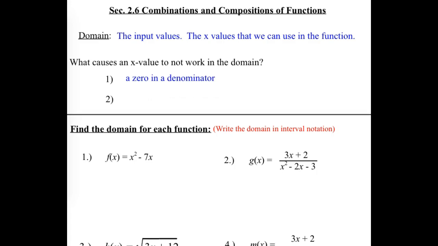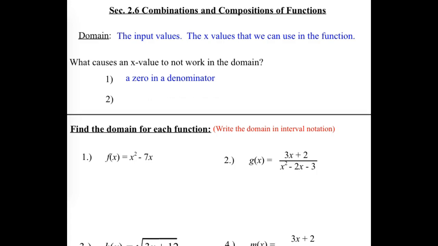We can't have zeros as denominators. We cannot divide by 0. So when you look at all those functions on this page, you'll see some denominators. We're going to have to worry about that and do some domain restrictions. Anybody know the second one?